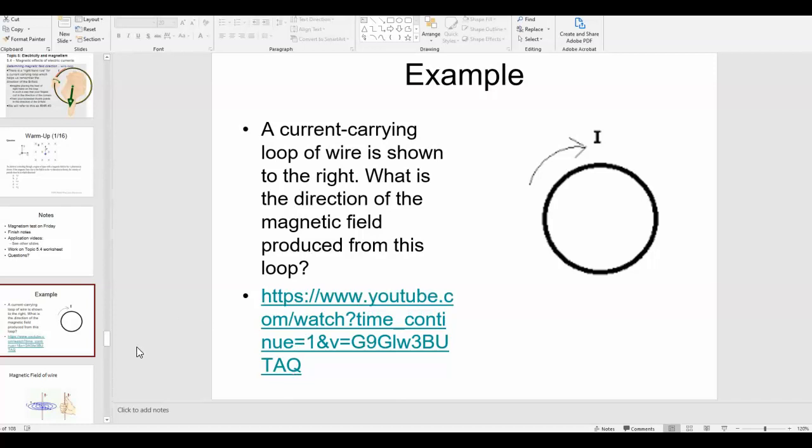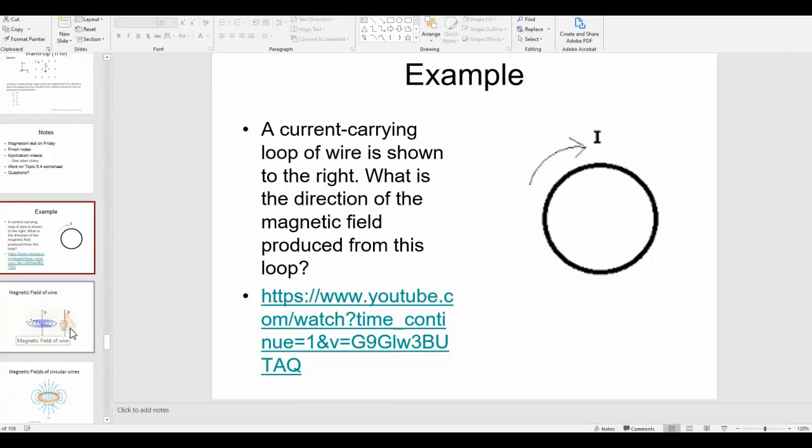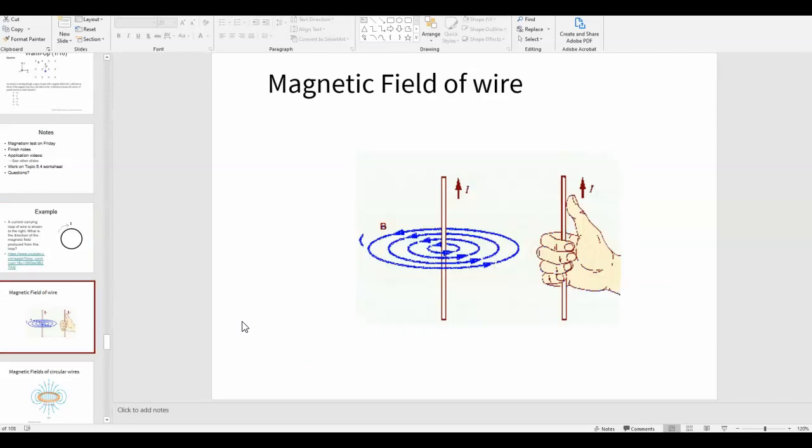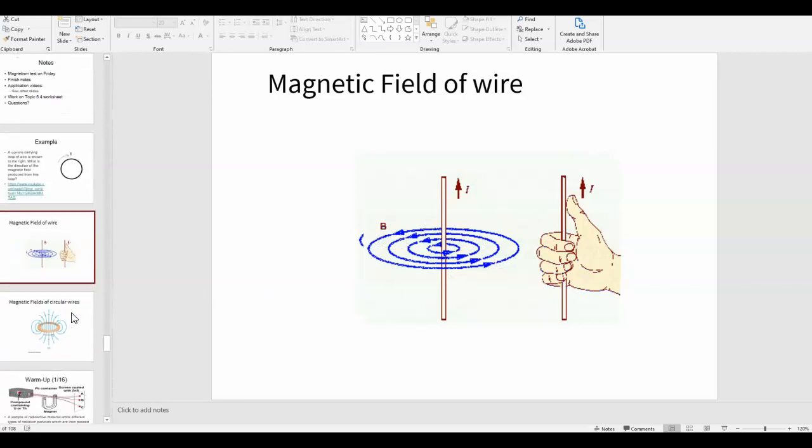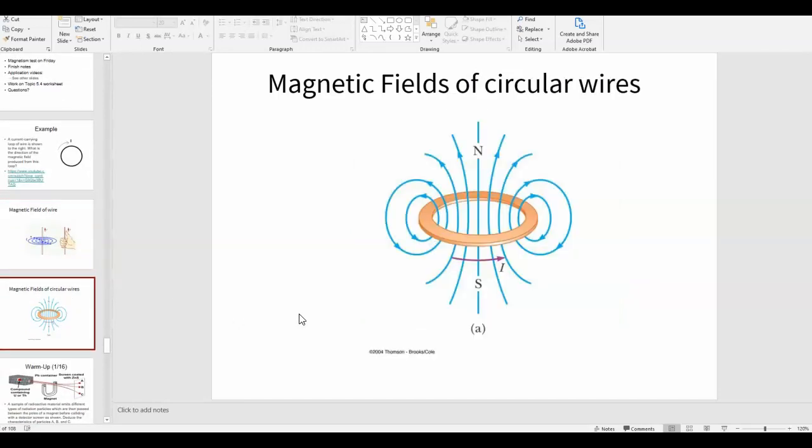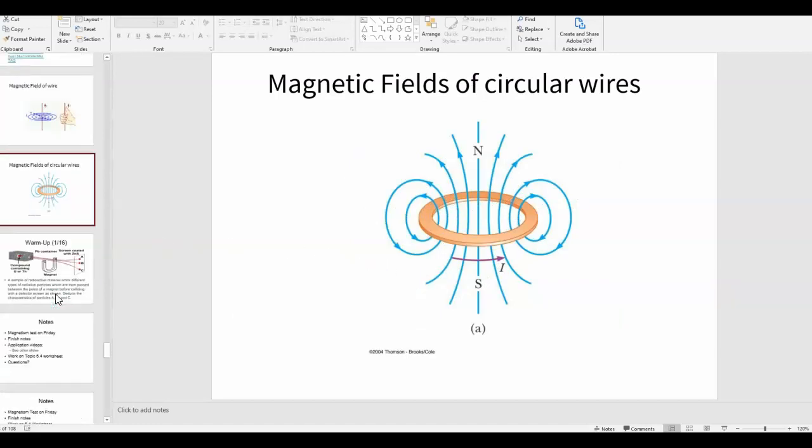And I have a video here that I will link so you can see. Okay, so this is showing you the field due to a straight wire. This is right-hand rule number 2. And this is the magnetic field due to a loop of current. That's right-hand rule number 3.